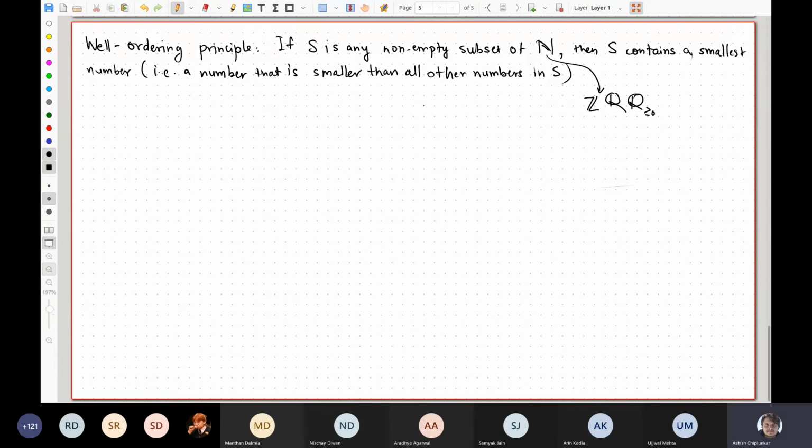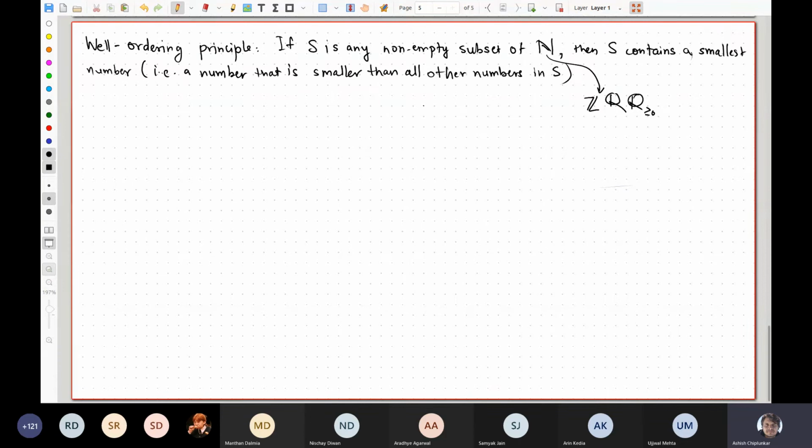I'm saying that this is another avatar of the principle of mathematical induction. The principle of mathematical induction as well as this statement look equally trivial. But when you try to develop this theory of numbers using a bare minimum set of axioms, you need to take one of these statements as an axiom, and then you can prove the other. If you take the principle of mathematical induction as an axiom, then you can prove the well ordering principle. Or if you take the well ordering principle as an axiom, you can prove the principle of mathematical induction.